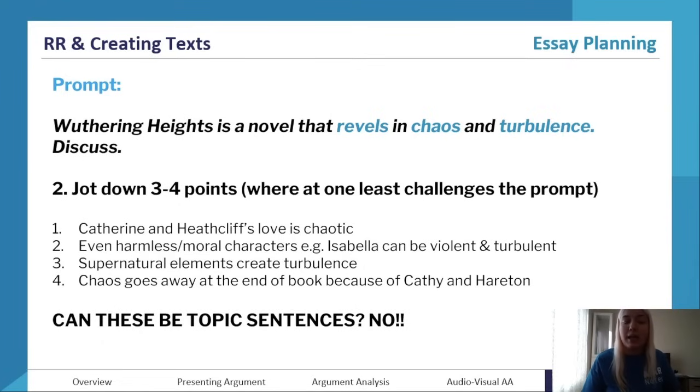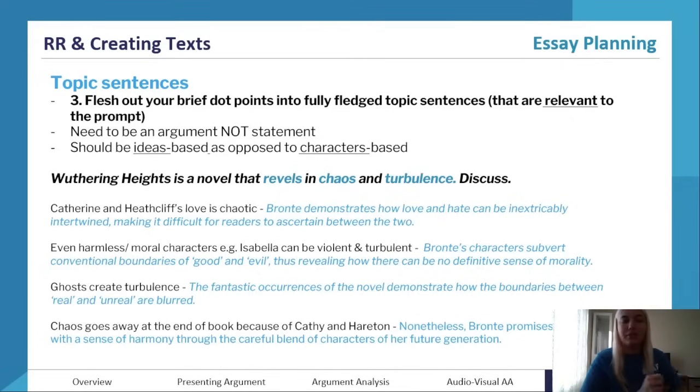I would keep my ideas as dot points and then turn them into topic sentences. So some of those ideas for our arguments were that Catherine and Heathcliff's love is chaotic, that even harmless or moral characters can be violent and turbulent, that supernatural elements create turbulence, and that chaos goes away at the end of the book because of the characters Cathy and Hareton. So we're thinking more character-based at this stage.